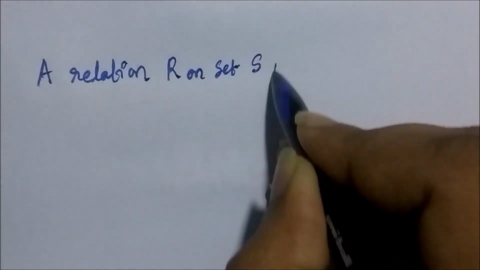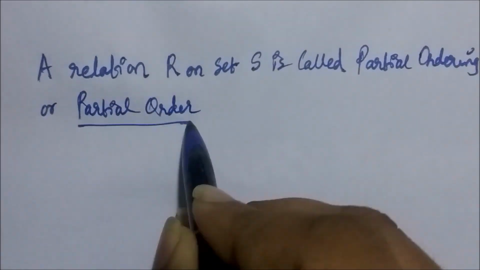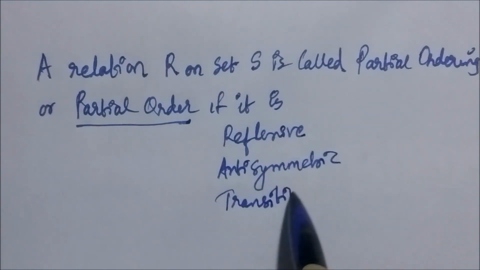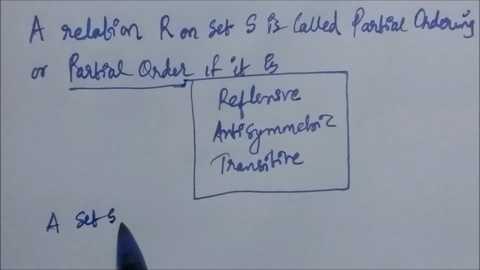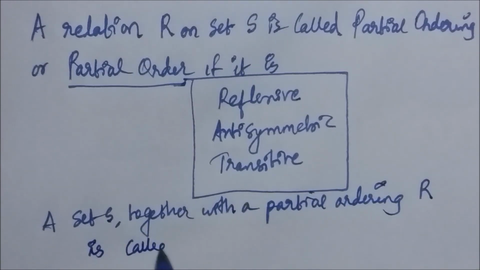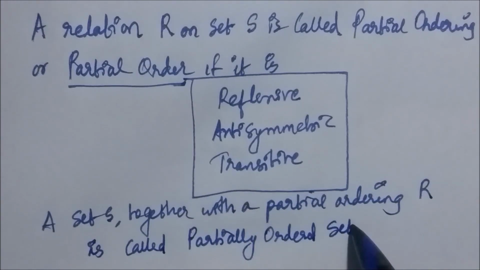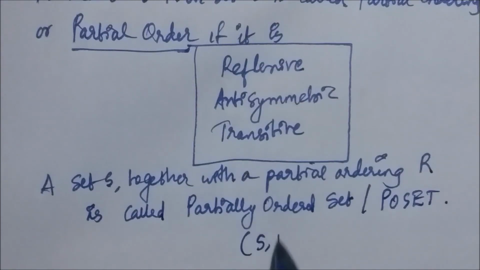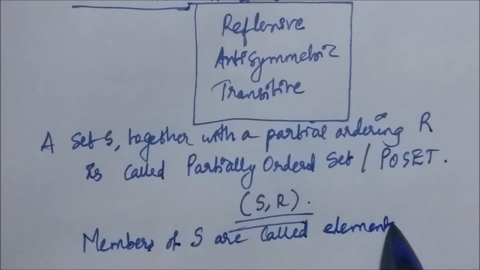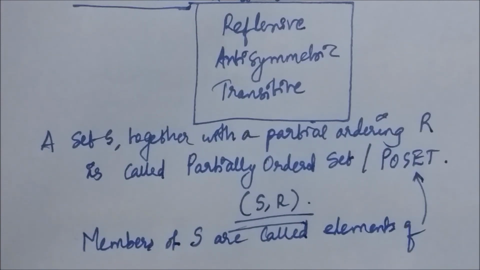So a relation R on a set S is called a partial ordering or partial order if it is reflexive, antisymmetric, and transitive at the same time. A set S together with a partial ordering R is called a partially ordered set, or a poset. It is denoted by (S, R). Members of the set S are called the elements of the poset.